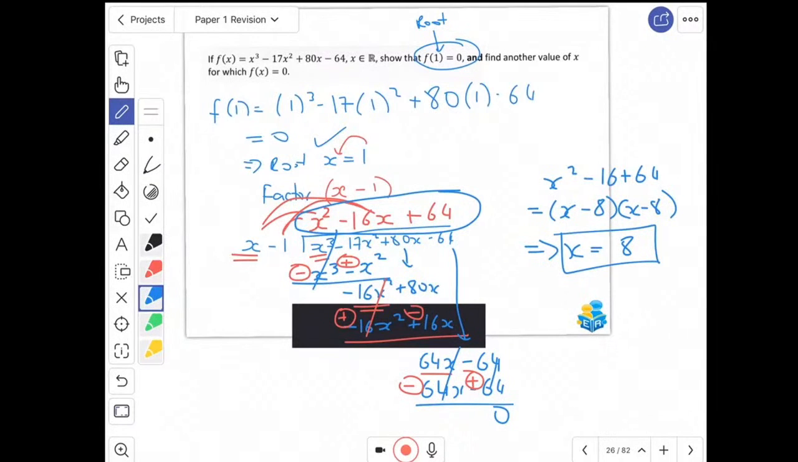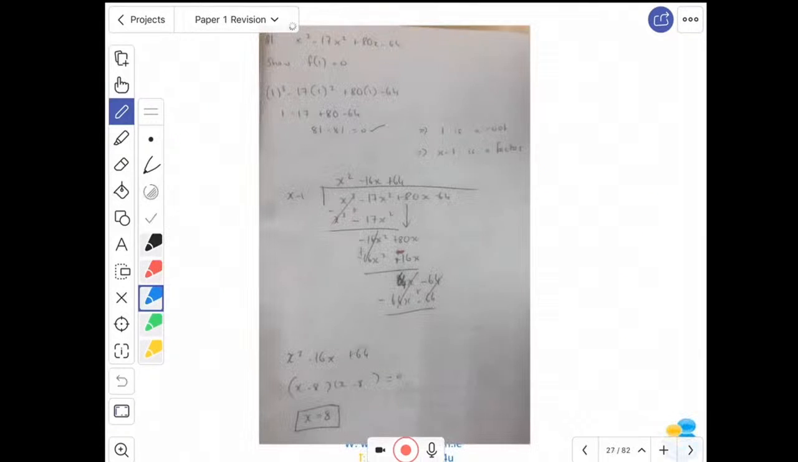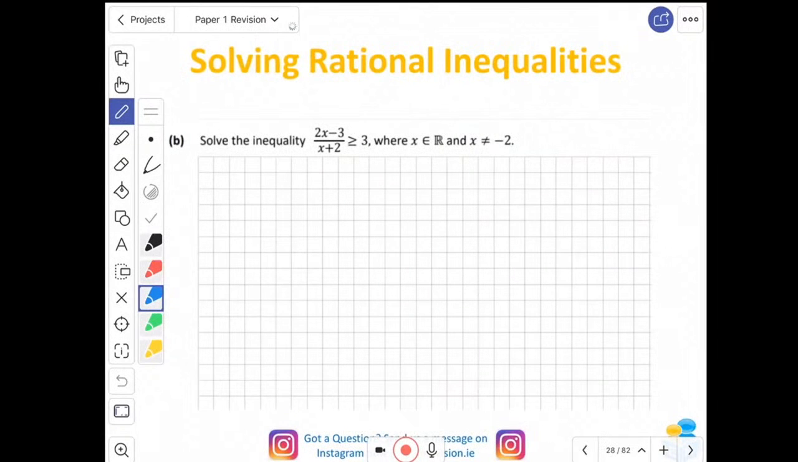Right, we're going to move on now. I want to talk to you now about rational inequalities, or inequalities in general. Inequalities is another part of the algebra topic that you need to be aware of. There are a few minor things just to do with inequalities.